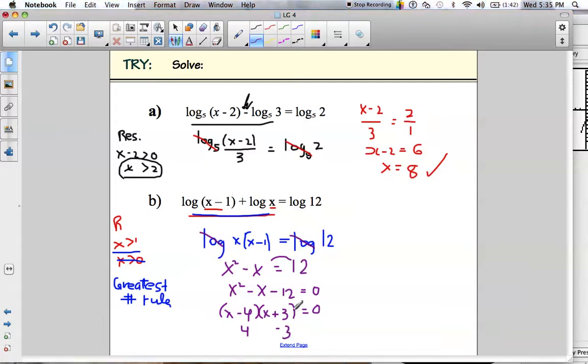Okay, now we have two answers. We got to check the restriction. So we know that the answer's got to be greater than 1. So make sure that you X out negative 3, because negative 3 is not greater than 1. And that's called a rejection. It's rejected because it doesn't fit our restriction that we did at the beginning. So the only answer that you're going to put in the answer box is 4. All right, so let's move.